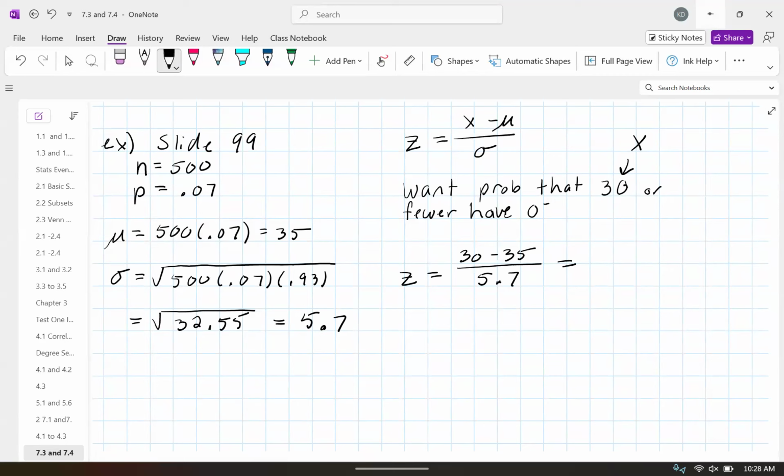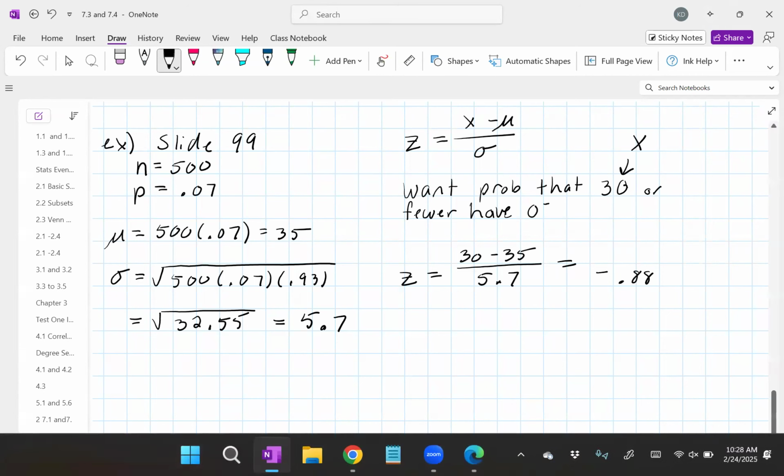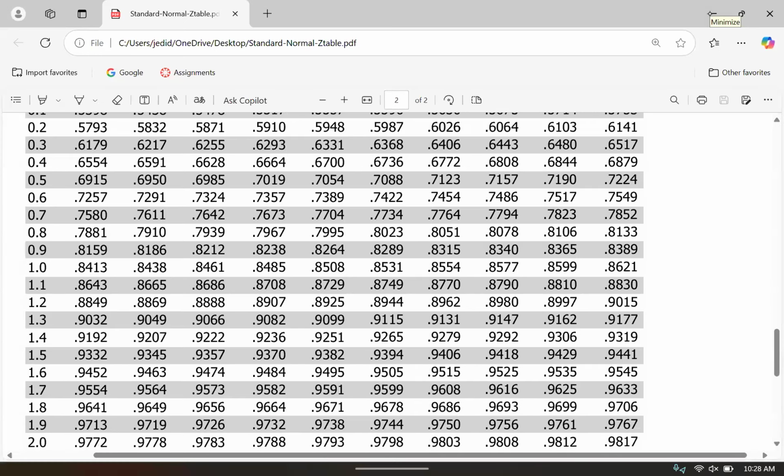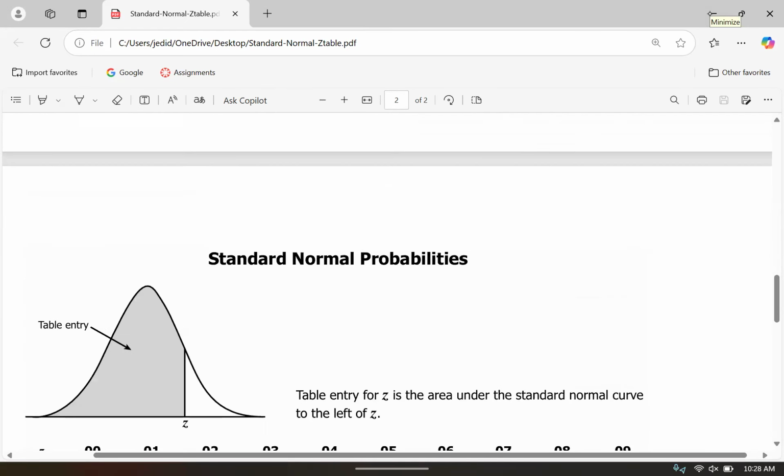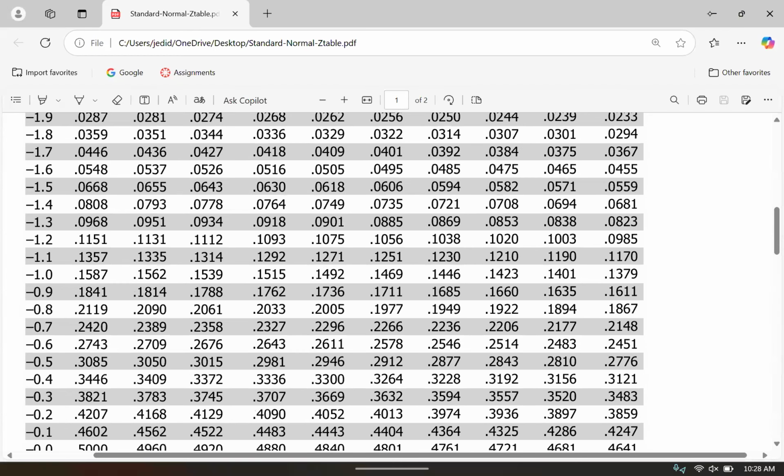I really should remember to bring my calculator. -5 divided by 5.7, I get -0.88. And we use our z chart. Negative 0.88 would be that, as the positives. 0.1894.